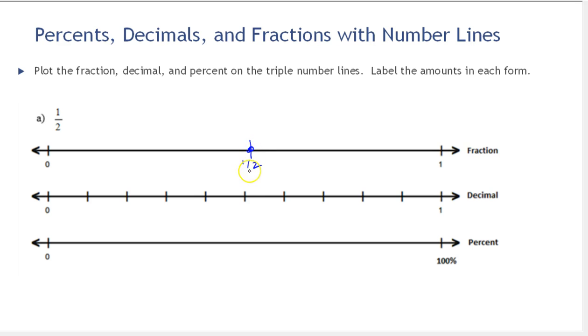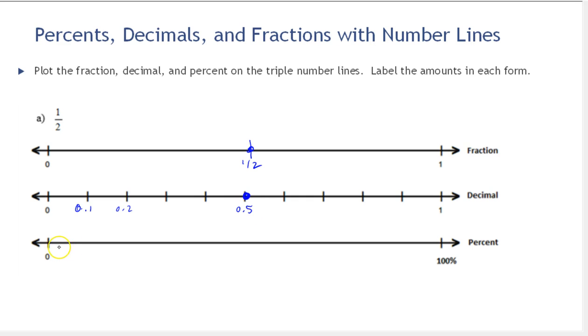Now let's find the corresponding decimals and percents. So here is our decimal. That is halfway between 0 and 1. And notice this is partitioned into 1, 2, 3, 4, 5, 6, 7, 8, 9, 10 equal pieces. So each tick mark is a tenth. So this is 0.1, 0.2, etc. And 1/2 is at 0.5.